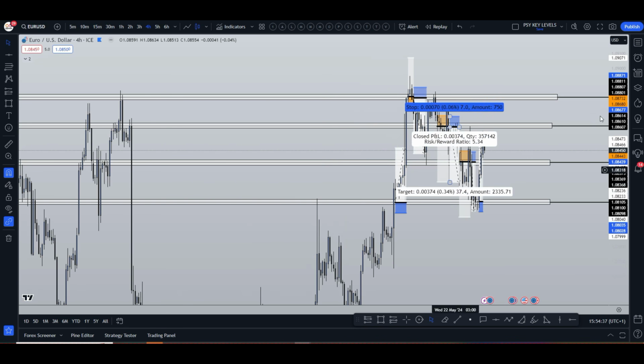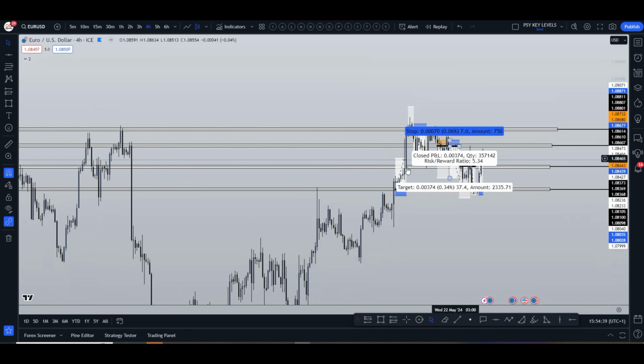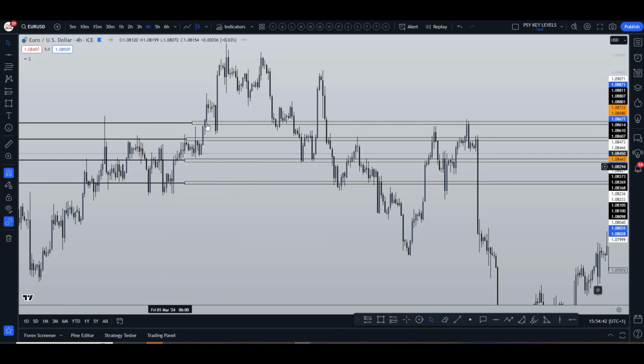Now I've marked out my zones. This is something I'm going to be going through. I've drawn the zones here, but I'm going to be going through the entries live with you guys so you can see.